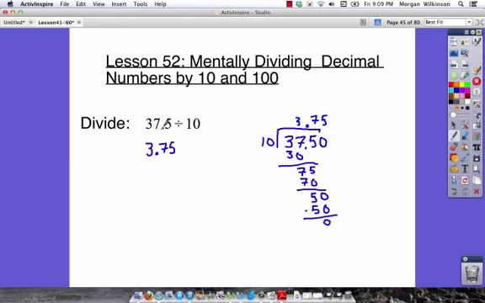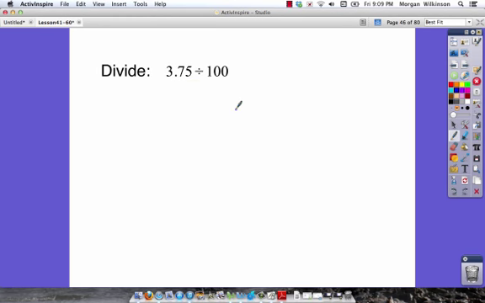That will work whenever we divide by 10, 100, 1000. We just have to figure out how many zeros there are, and that will tell us how many spots to move the decimal point over to find our quotient. It works every time. 3.75 was our answer for this first problem. Let's look at another one.